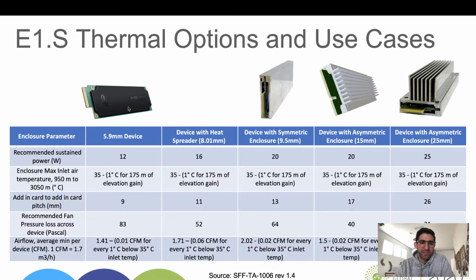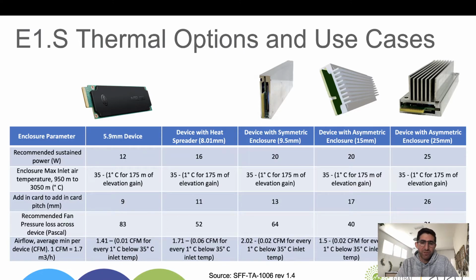Now, if you can picture this, but just with a little bit bigger heatsink, is the 8 millimeter device, and I don't have a picture of it, but that extends it out to 16 watts. And then you have the most interesting ones, which are the variants with the enclosures. So you see here, you have a 9.5 millimeter symmetric enclosure, and this looks just like the E1.L, except it's slightly less tall, but it still fits vertically into a 1U chassis. It stands just like this as it mates into a 1U chassis. And the current specification calls for up to 20 watts, which is a really interesting point.